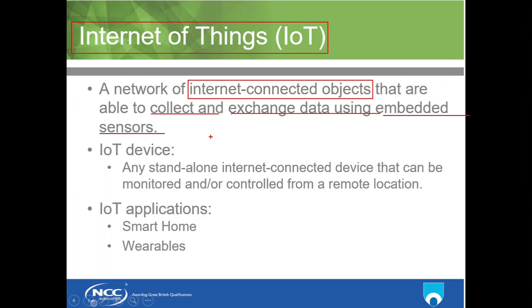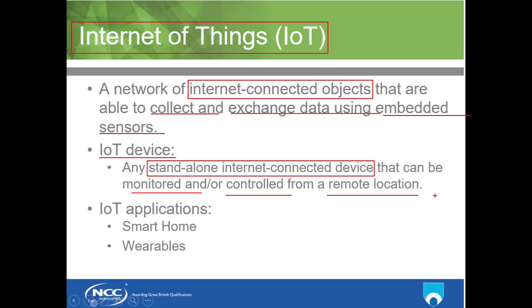So in relation to IoT, you need to understand what we call an IoT device. An IoT device is any standalone internet-connected device that can be monitored or controlled from a remote location. So for example, you can switch on your home security light from your office. You can switch it off from an app in your smartphone. So those are examples of IoT devices and applications.